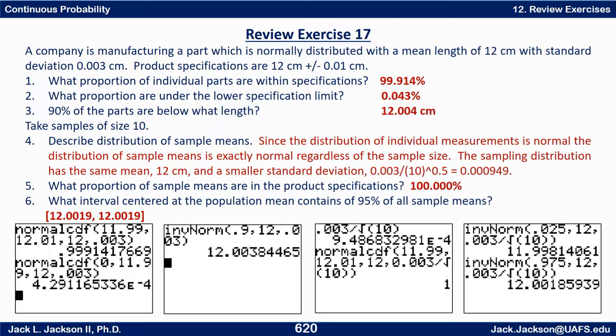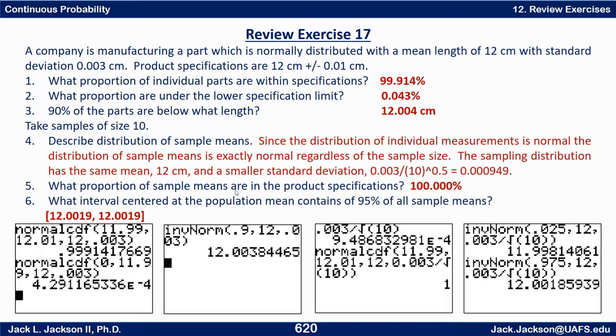The sampling distribution has the same mean, which is 12 centimeters, but it has a smaller standard deviation: the standard deviation of the individuals divided by the square root of the sample size, which is what I did here, 0.003 divided by the square root of 10, and that gives us our smaller standard deviation there.